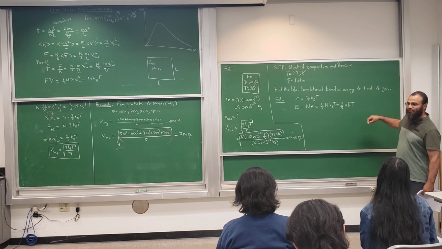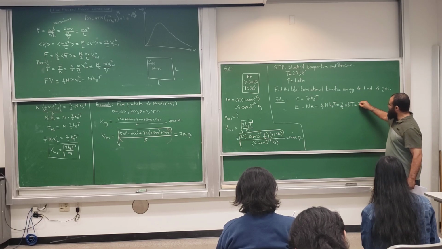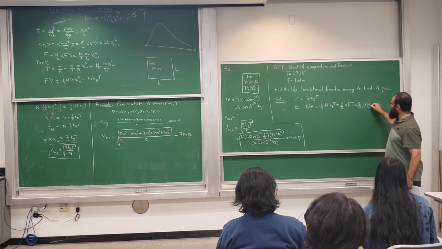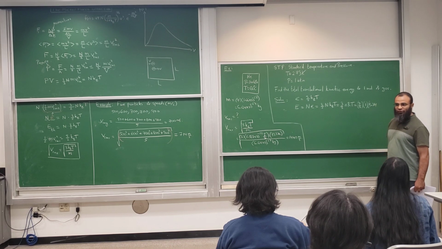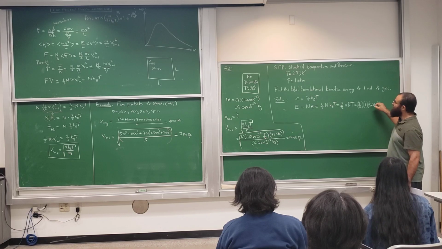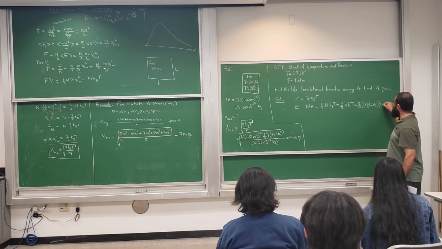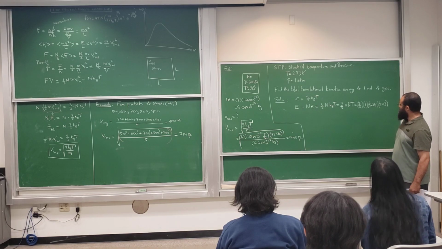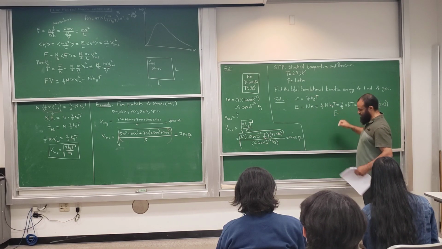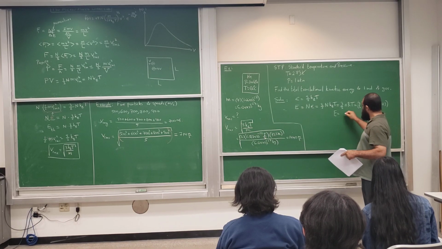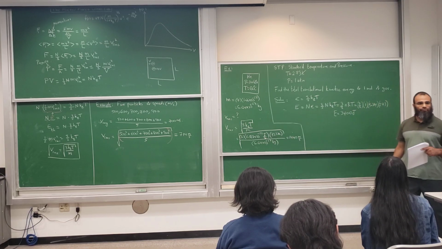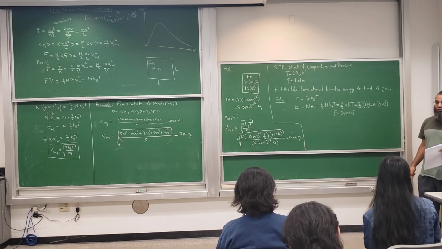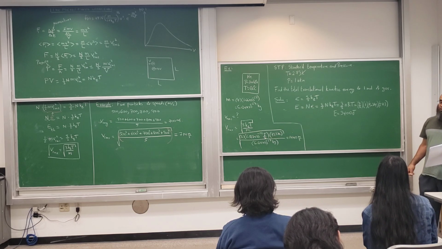So that's the calculation. I have 3 halves, n is 1 mole, and R is, in SI units, 8.314, and then T is 273. We get E as approximately 3,400 joules. That's the total translational energy.